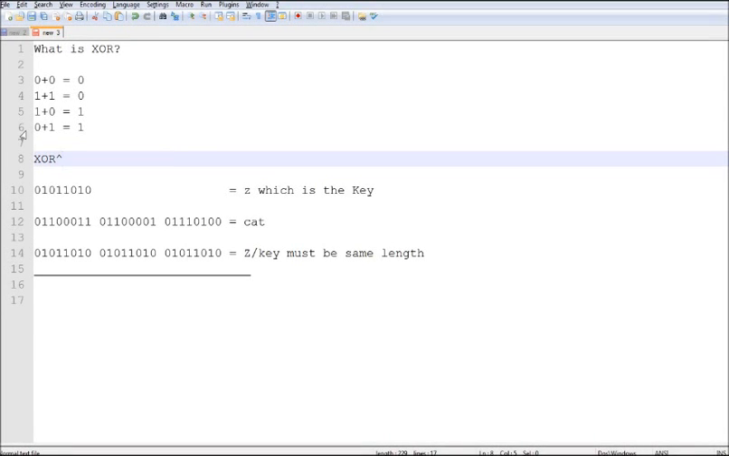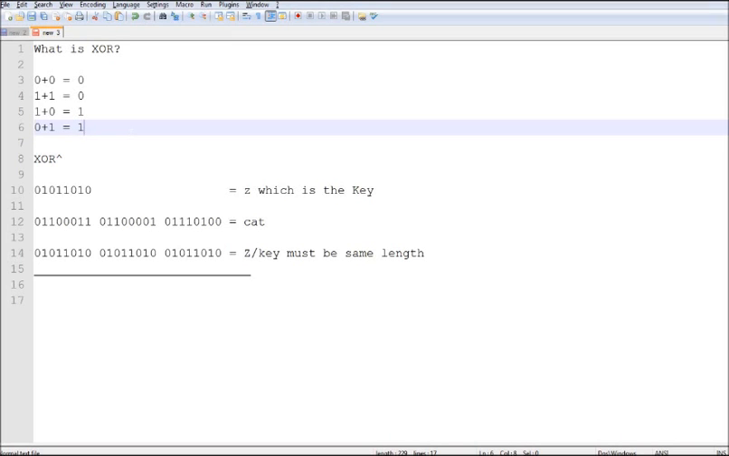Now, what is XOR? Well, XOR is an additive cipher in cryptography, and it works under the principle of 0 plus 0 equals 0, 1 plus 1 equals 0, 1 plus 0 equals 1, and 0 plus 1 equals 1. Now, what does all this mean?